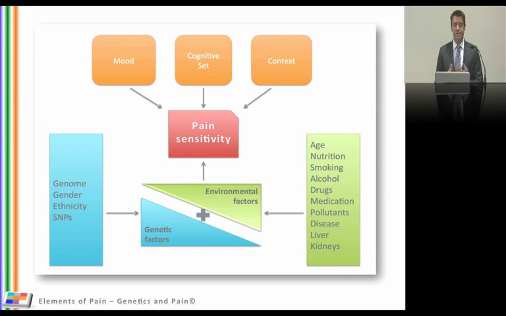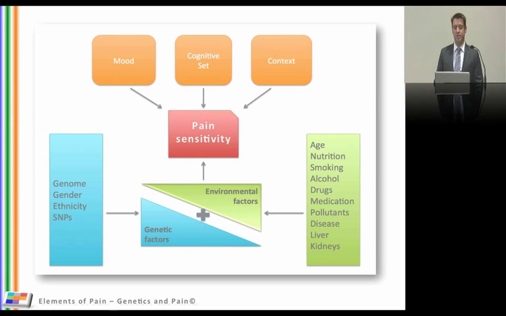So now let's look at pain sensitivity, and there are a whole host of features that can affect how we feel pain or how we're sensitive to pain. So this is having a look at the broader aspect really. There's genetic factors, environmental factors, and how they're related, and some aspects are completely genetically determined, some aspects are completely environmentally determined, and then anywhere in the middle there's a combination of genetic and environmental factors that can affect pain sensitivity. And the genetic factors are the actual genome and SNPs, gender, which is a whole different topic, and of course the ethnicity.